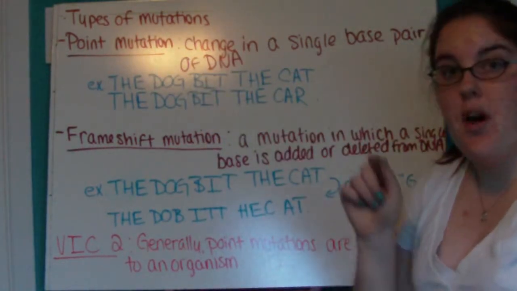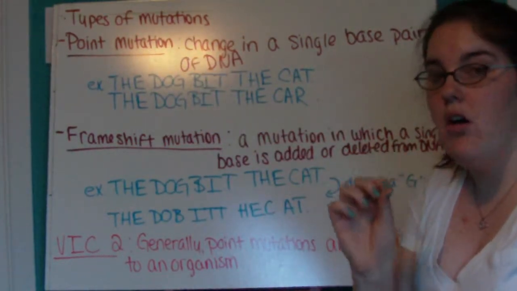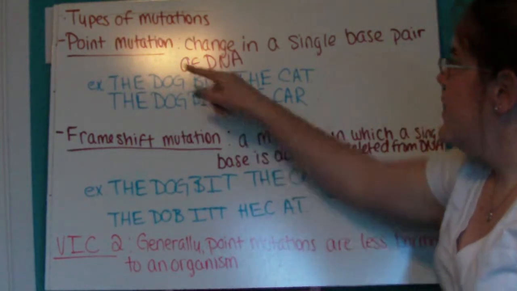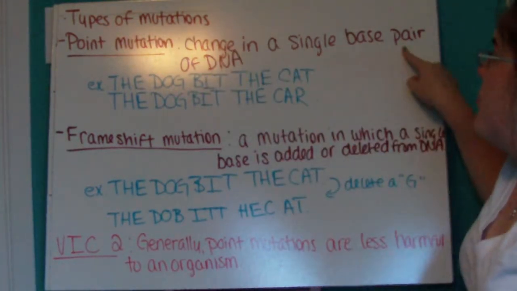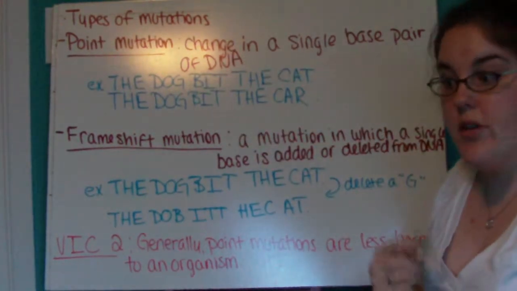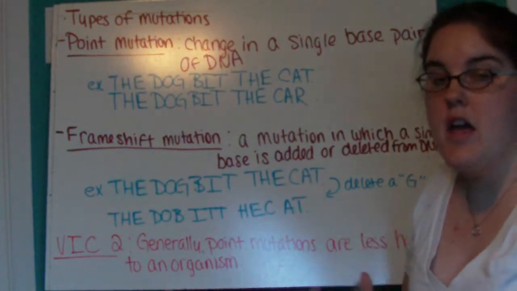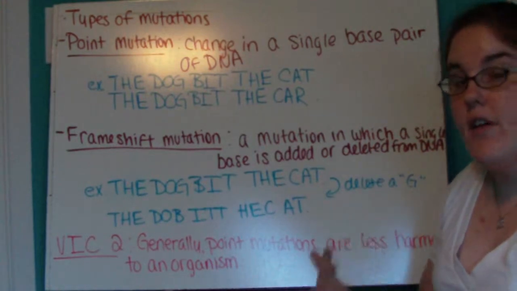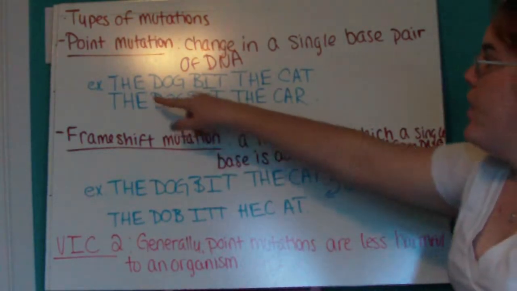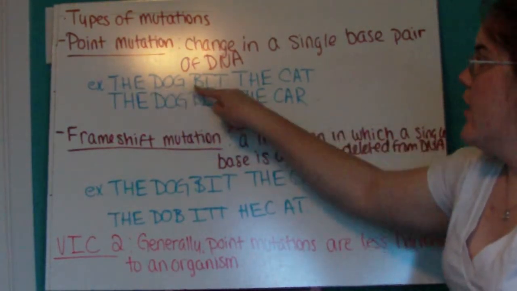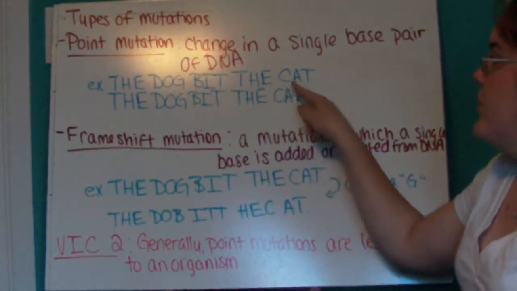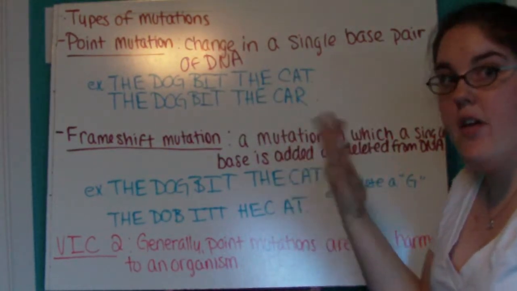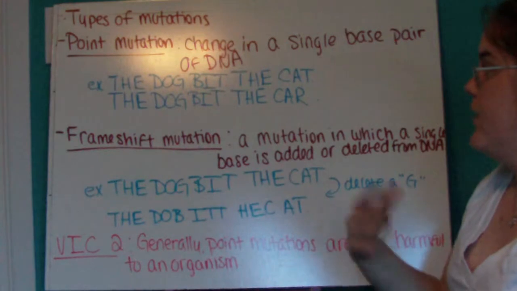So just think about a point on a pencil. Very small, only occurs in one spot. This will be a change in a single base pair of DNA. So as simple as changing an A to a C or something like that. Very, very simple. So for example, we'll start off with the sentence, the dog bit the cat. So the dog bit the cat, we are all familiar with that kind of sentence.